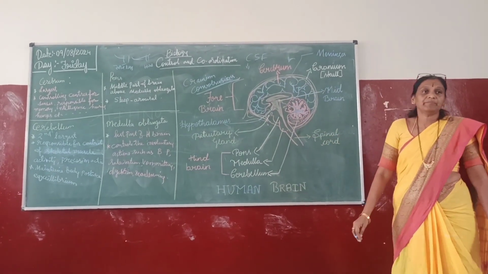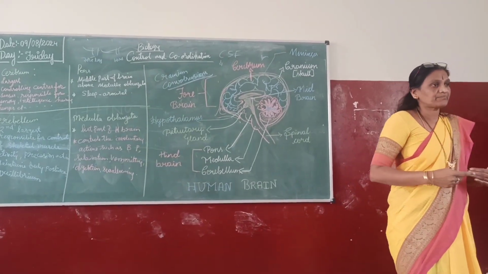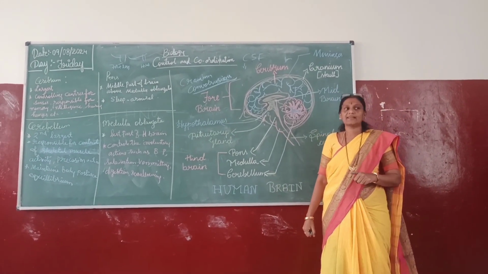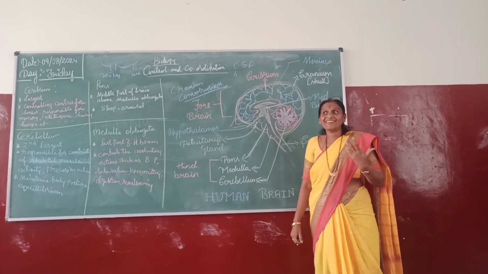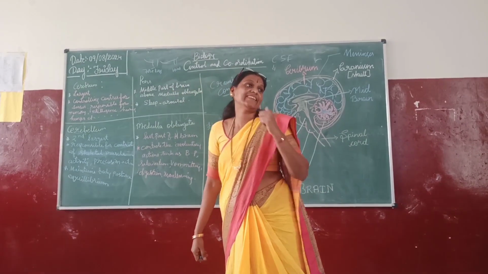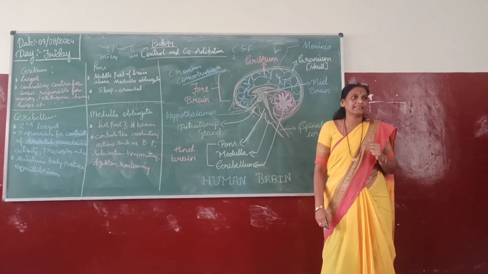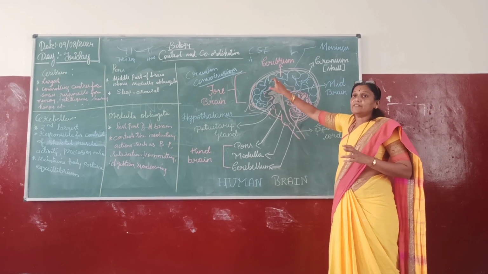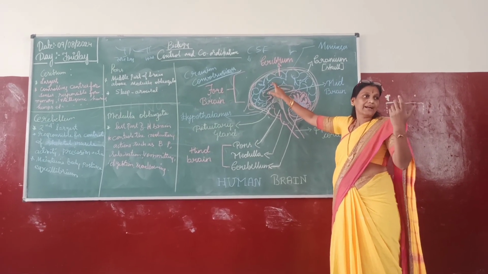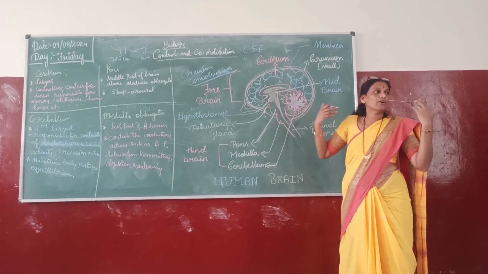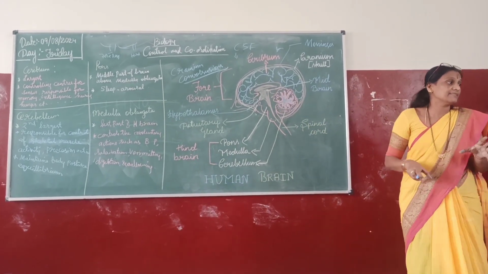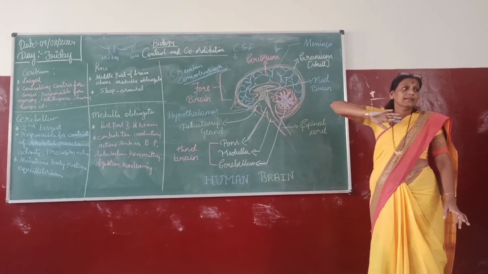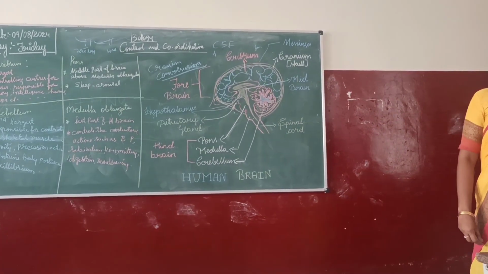For example, children, if we want to taste something, who will receive the message first? The tongue. In the tongue, what type of receptors are there? Gustatory receptors. Very good. Those gustatory receptors are connected to the cerebrum, in which there will be an area for taste, smell, hearing, auditory. All these types of senses or areas will be in the cerebrum, which is also called the largest part of the brain.